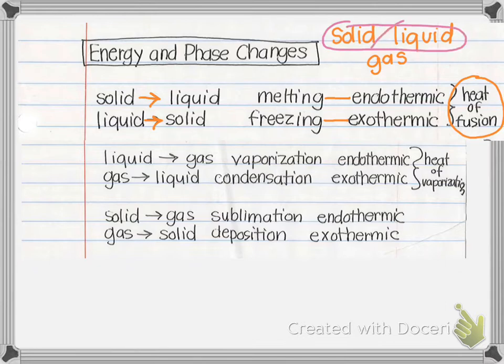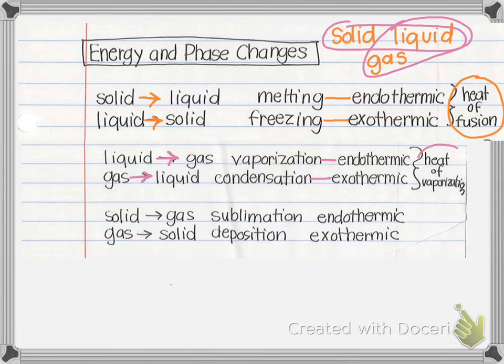But we can also go back and forth between liquids and gases. So a liquid to a gas is called vaporization. And to vaporize something, it requires energy. So that's an endothermic process. A gas back to a liquid requires the removal of energy. We call that condensation, and because it removes energy, that's considered exothermic.